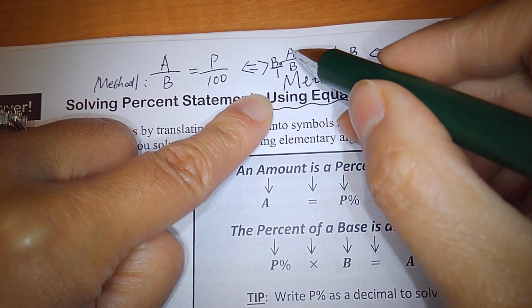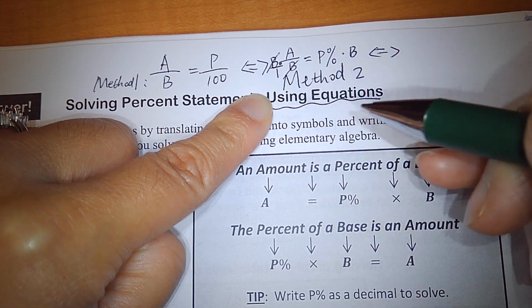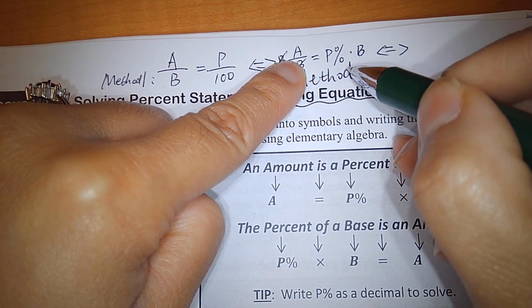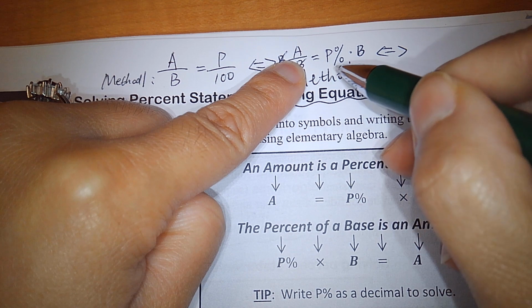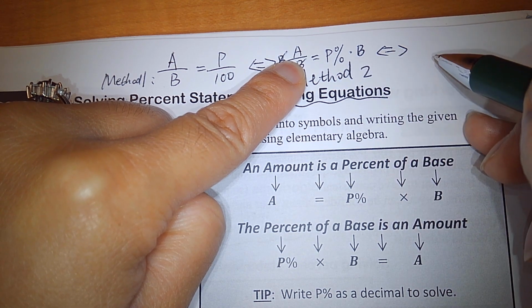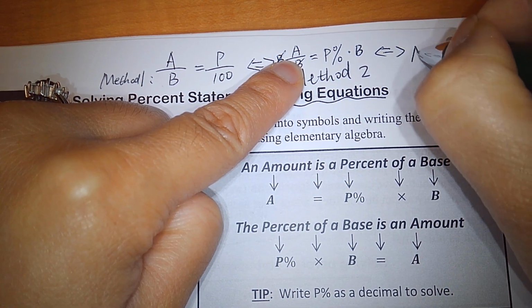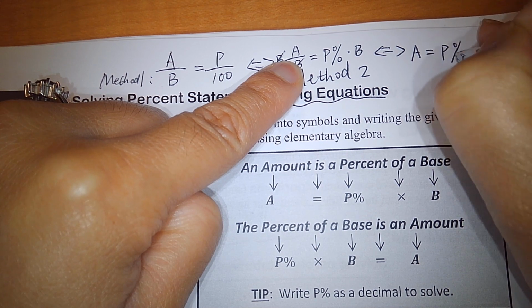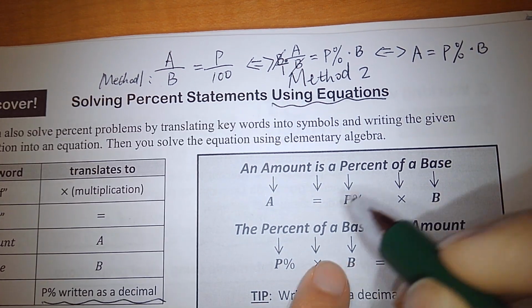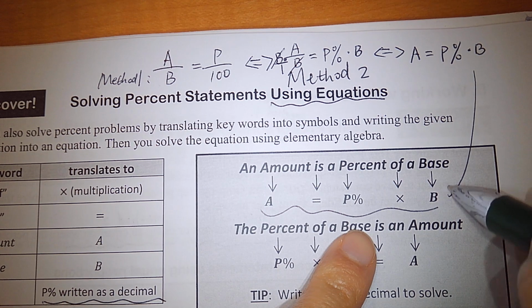B over 1 times A over B. B cancelled, so we have A only, right? Right side we have what? P% times B. What is this, guys? What is this? A equals P% times B. What is this?